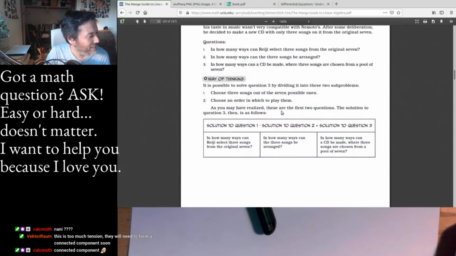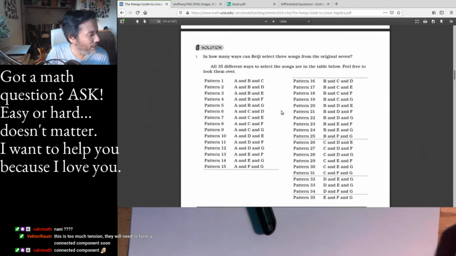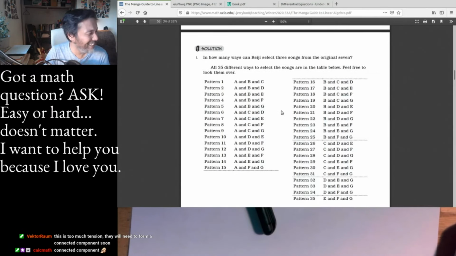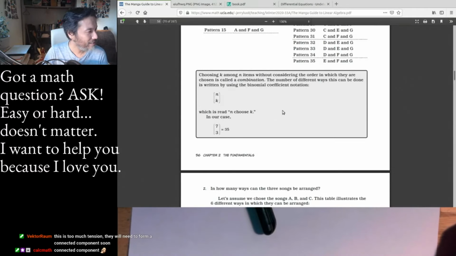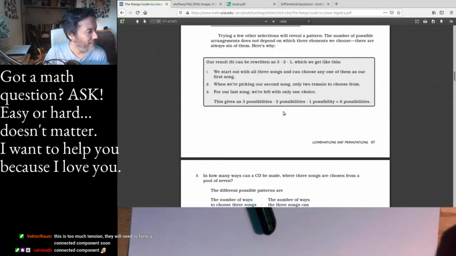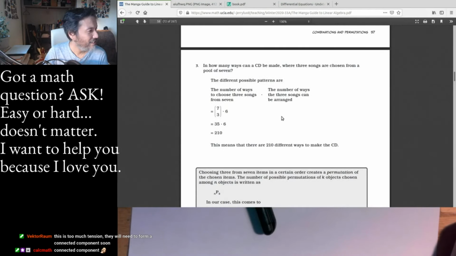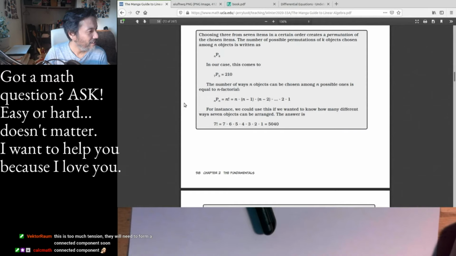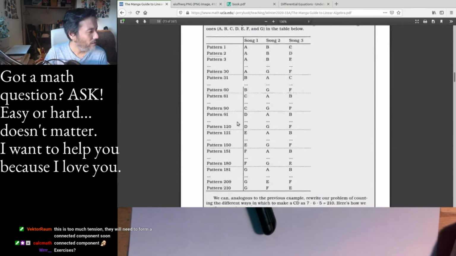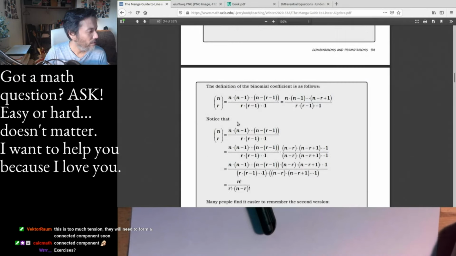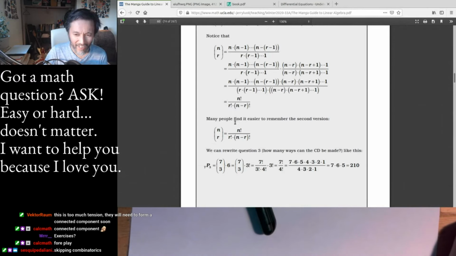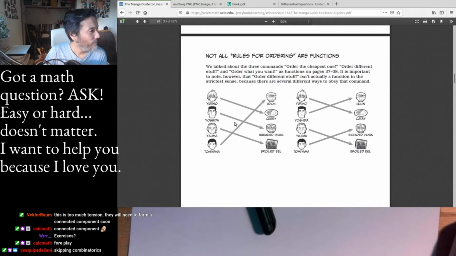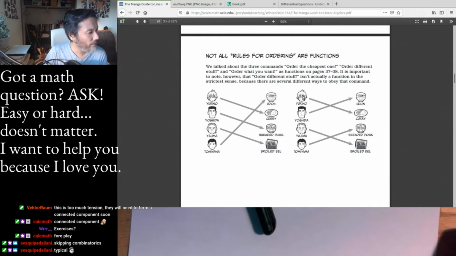Combination. No. What the fuck is happening here? Why are they doing this? Is this going to arise in the next section? Oh, counting the number of functions? What?